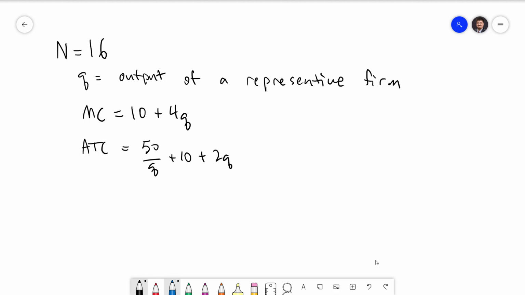Recall that in perfect competition, we want to increase output if the price is greater than marginal cost. We want to decrease output if the price is less than marginal cost. If we can choose any quantity we want, then profit is maximized at the point where price equals marginal cost. We can therefore figure out how much output our firm is going to produce by setting our marginal cost of 10 plus 4q equal to P and then solving for q.